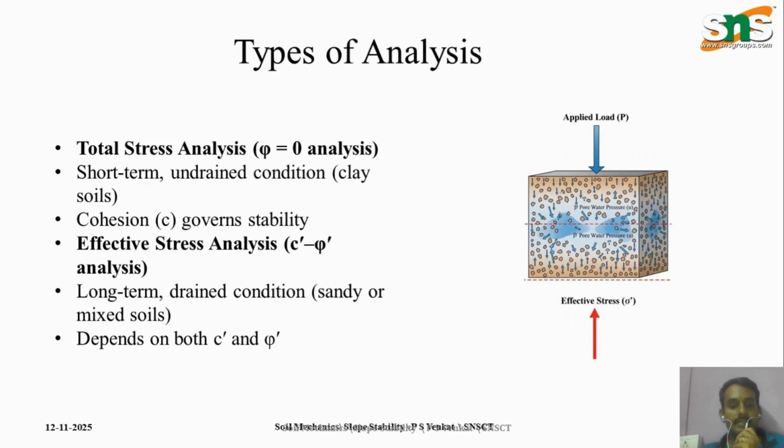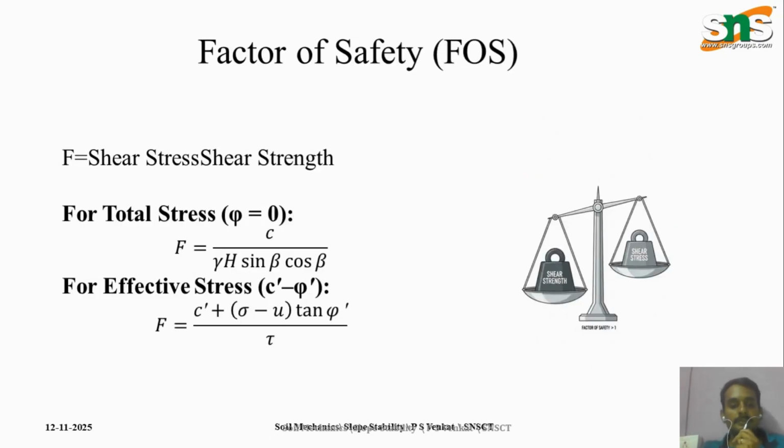Effective stress analysis, or C-phi analysis, is used for long-term drained conditions like sandy soils or slopes subjected to slow loading. This considers pore water pressure effects, and both cohesion and angle of internal friction contribute to the shear strength of the soil. Choosing between total and effective stress analysis is crucial because wrong assumptions can lead to unsafe designs.